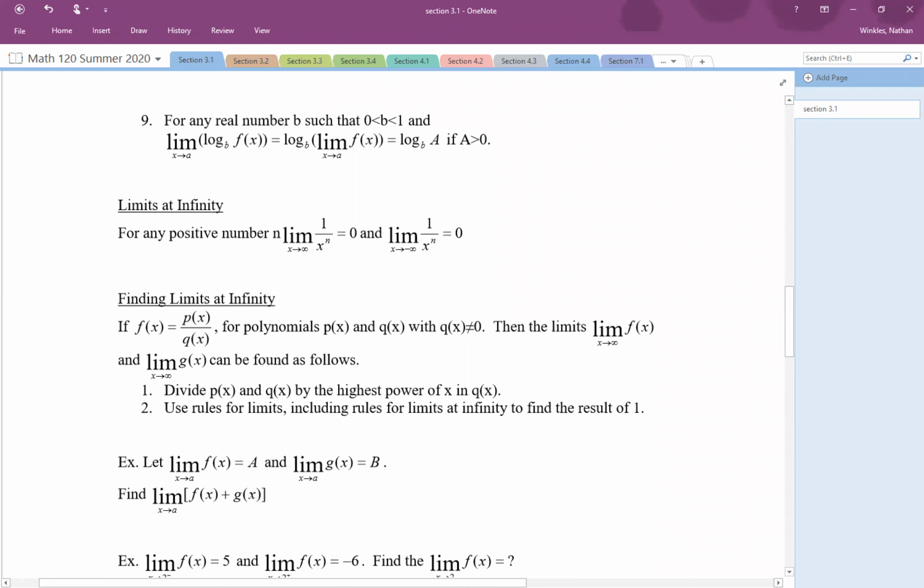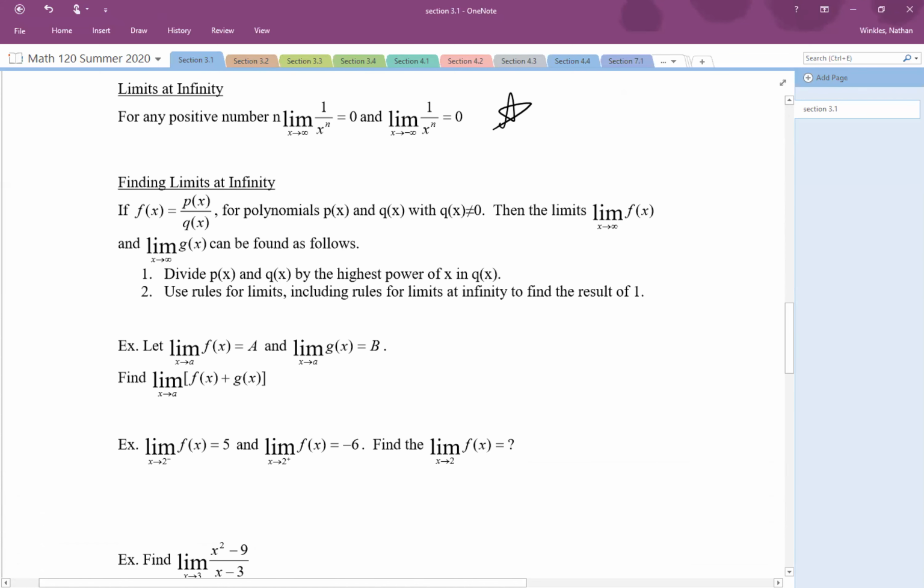So, limits at infinity. Very similar. We have some rules here. For any positive number n, the limit as x approaches infinity of 1 over x to the n is equal to 0. And the limit as x approaches negative infinity of 1 over x to the n is also 0. So whether we're going to positive or negative infinity, we can use these rules right here and be fine.